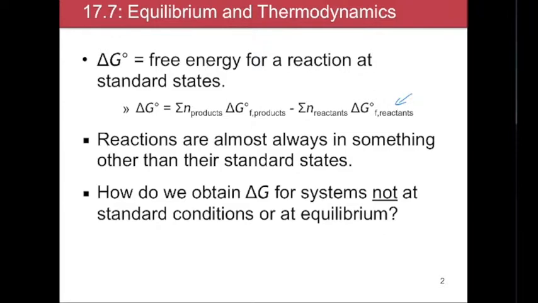But most of the time, reactions are not at standard state conditions. They're in some other state, a different temperature, a different pressure, for example. So how can we find delta G for systems that are not at standard state conditions or that are not at equilibrium? Because we know delta G at equilibrium is 0.